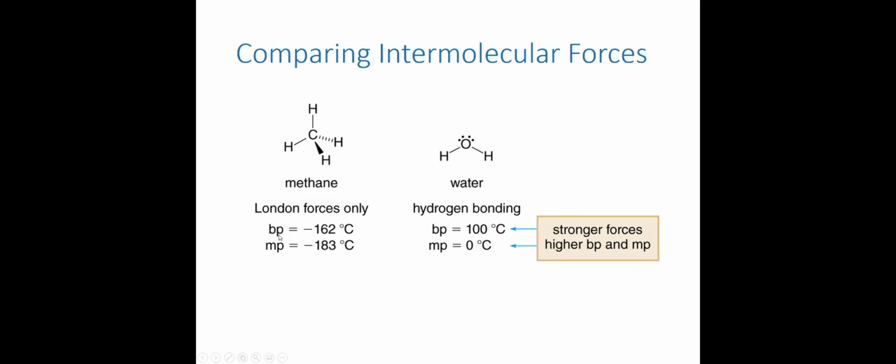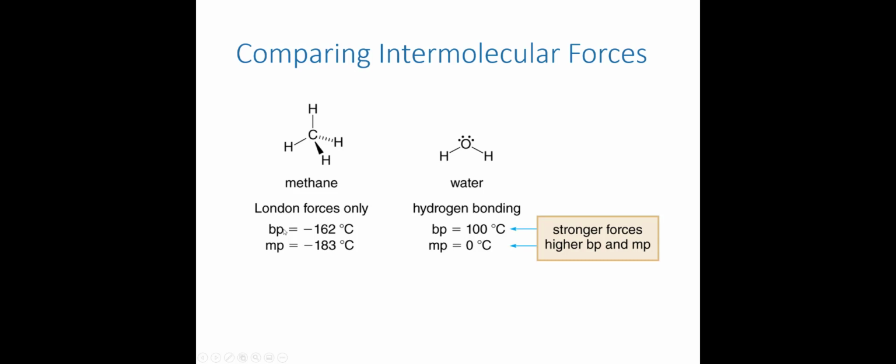This boils at negative 162 Celsius. Room temperature is about 25 degrees Celsius. So what does that mean? 25 Celsius is a much higher temperature than negative 162. So this goes from a liquid to a gas at negative 162. So that means at 25 Celsius it is a gas.